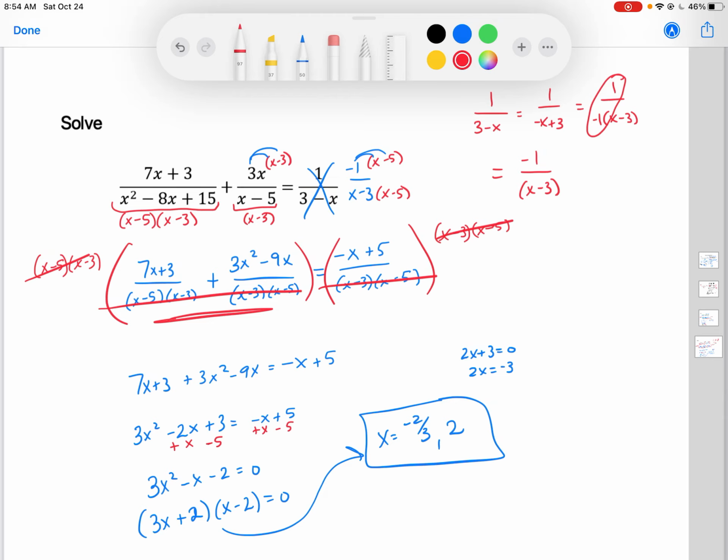Now, I did forget to state my excluded values at some point. That's okay. Just do it at the end if you need to. So x can't be positive 3 or positive 5. So both of those check out, and we're good to go.